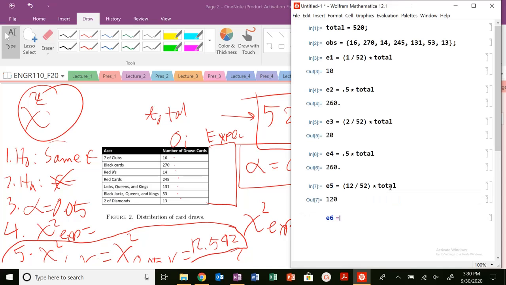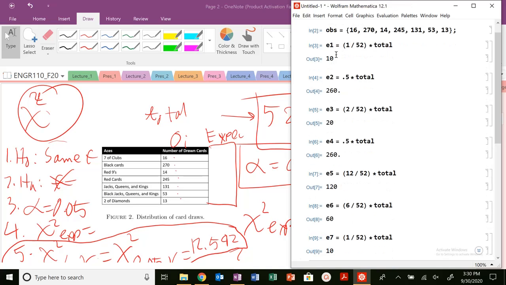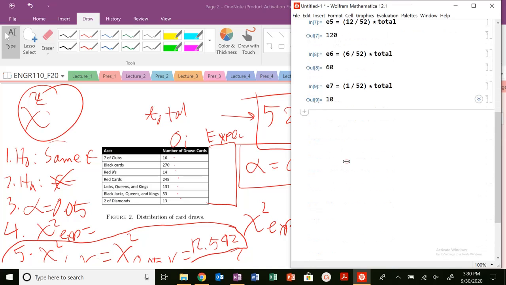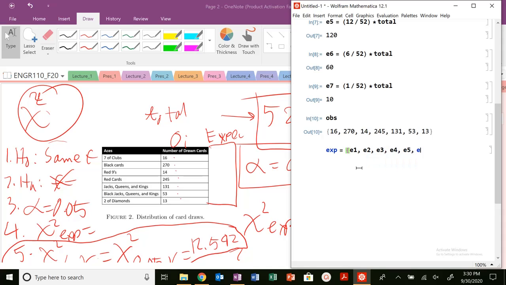E6 is going to be what? Black jacks, queens, and kings. That's just going to be half of those, so 6 divided by 52 times our total. And our E7, 2 of diamonds, is going to be the same, 1 divided by 52, a distinct one. That's it. So those are my observed. Let me pull my observed back here. My expected is going to be E1, E2, E3, E4, E5, E6, E7 right here.